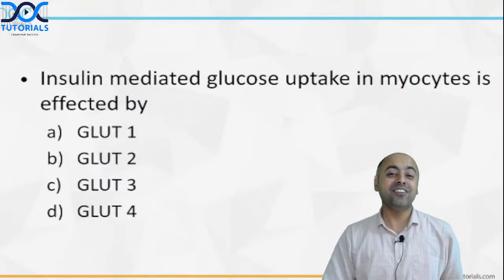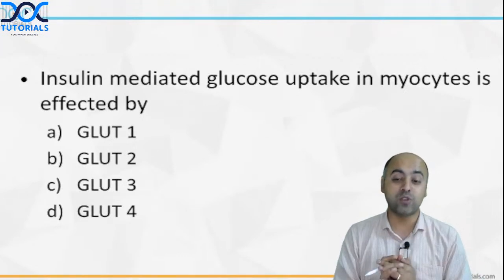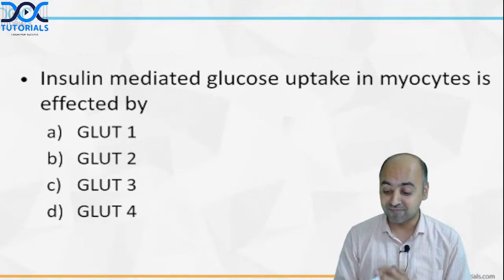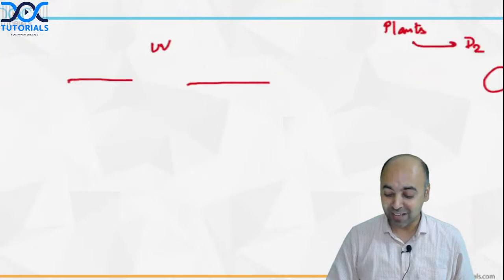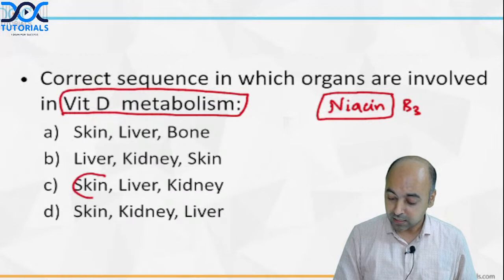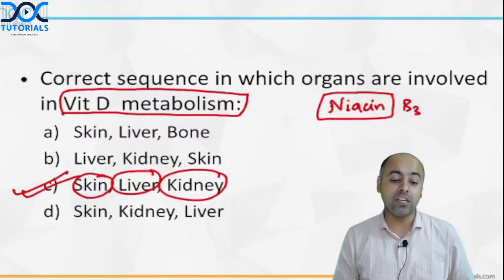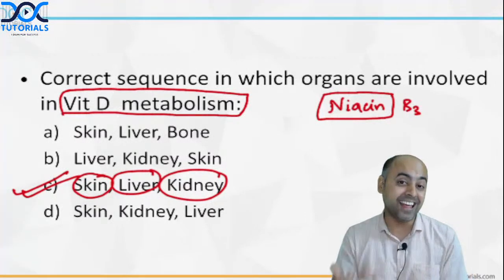Now another very simple, very straightforward and very frequently asked question in the exam. Okay, so again I'm so sorry I didn't give the answer for the question. So skin, liver, kidney, this is the sequence that we are going to use when we are synthesizing vitamin D in our body. Vitamin D metabolism involves the skin, liver and kidney in that sequence.